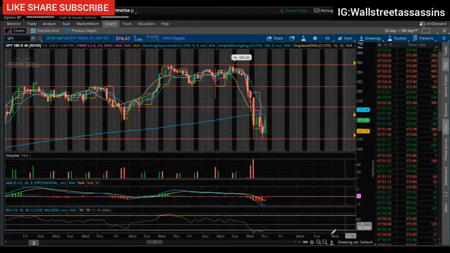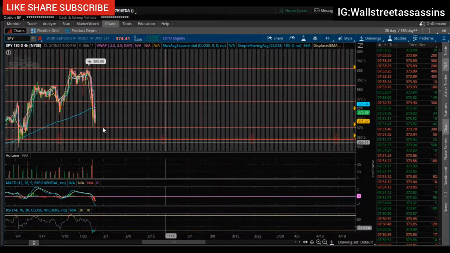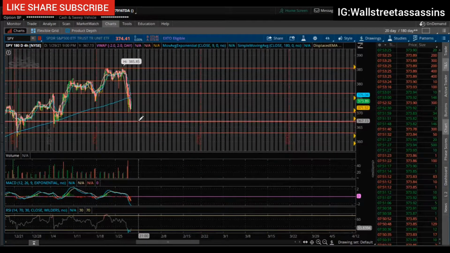So on that break of 370, let me zoom out. Again, I'm looking at the 180-day chart. If we break that 370, I believe the market could start dropping and making a new low towards that 376.